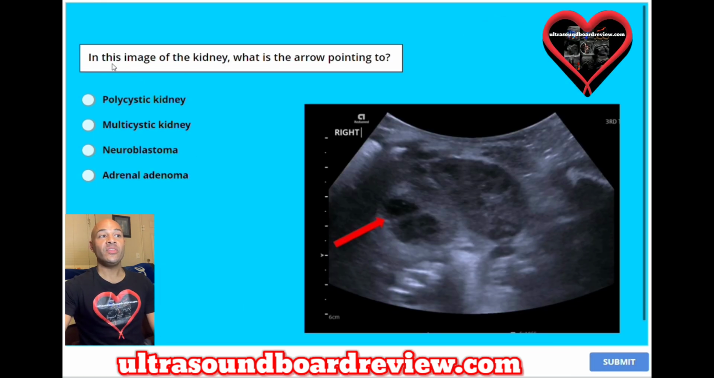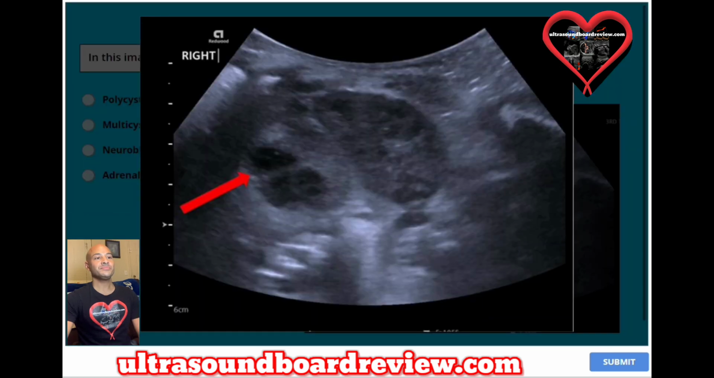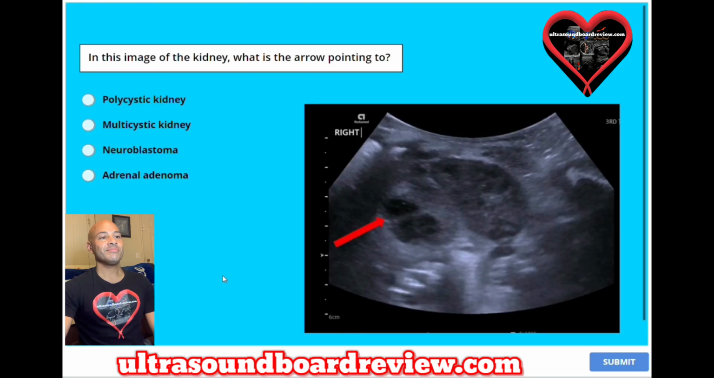Question 125. In this image of the kidney, what is the arrow pointing to? A. Polycystic kidney. B. Multicystic kidney. C. Neuroblastoma. Or D. Adrenal adenoma? The answer is C. Neuroblastoma.